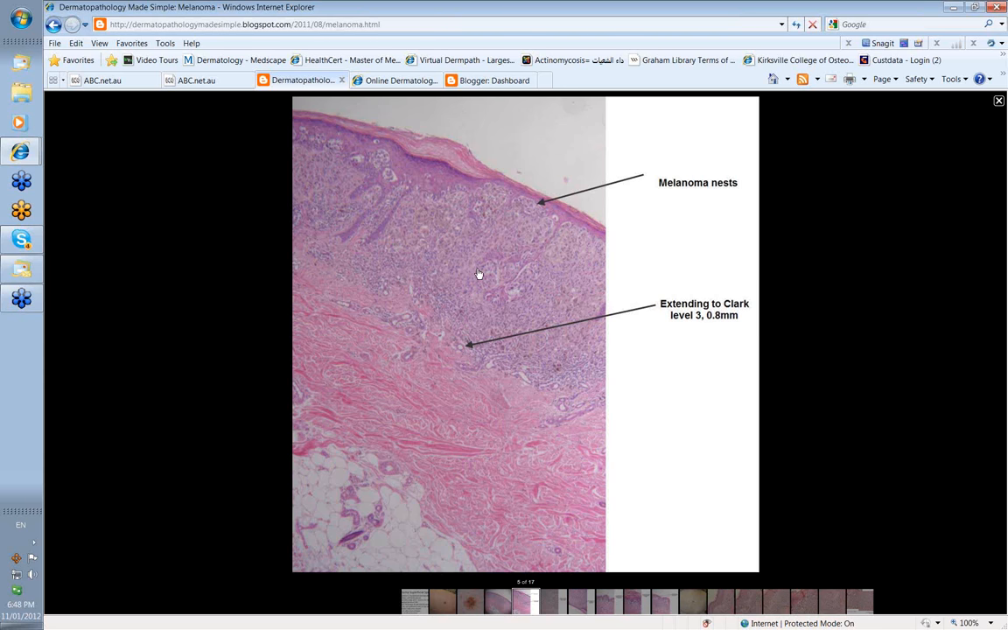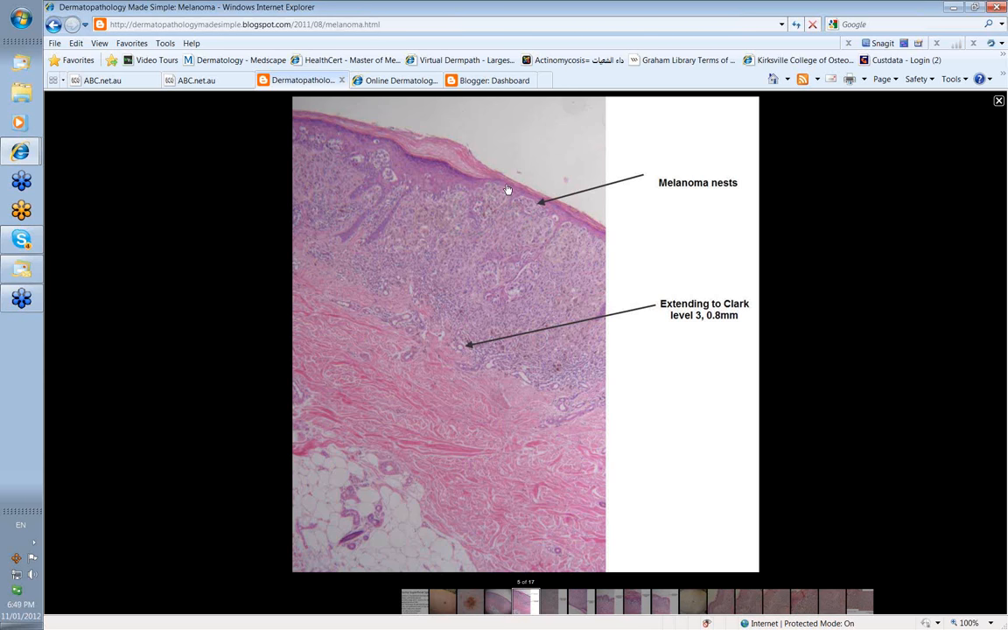One is in situ, 2 is into the papillary dermis, 3 is filling the papillary dermis. This one's, instead of Clark level 3, it's almost going into the reticular dermis here. 0.8 of a millimeter in thickness, and that's from the stratum granulosum here all the way down to the deepest part of the melanoma. Here you'll see the nests. There's some clefting, those clearer bits you see around about the nests there. That's also a feature of melanoma, but you can get it also in Spitz nevus.